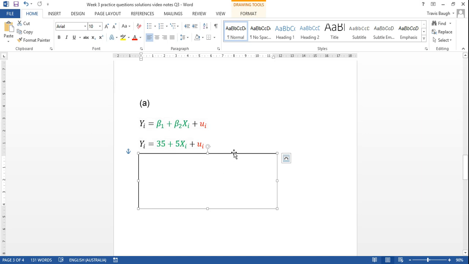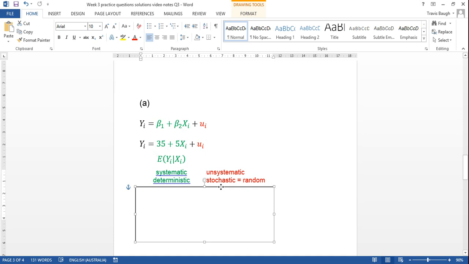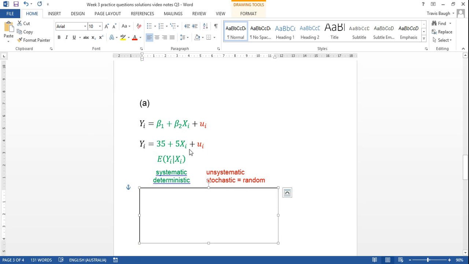And just to break this down a little more, that 35 plus 5x you could see was being used to produce the expected value of y given x. That had its own little column. So another way we could have written this was yi is equal to expected value of y given x plus ui. But the question specifically said don't do that. Now in this model, the green things are said to be the systematic component or the deterministic component of y, and the disturbance term is an unsystematic, stochastic, or random component of y.